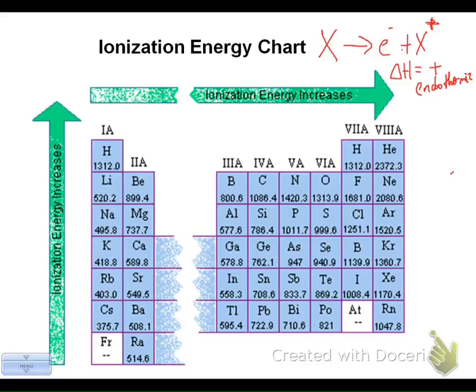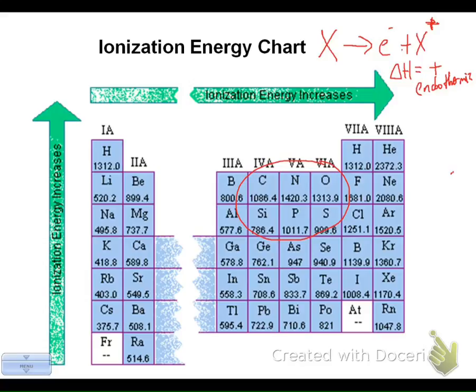But did you see any blips in the trends? Did you see anywhere, going from top to bottom or from left to right, any places where the trend didn't hold? Most of you, at some point, given enough time, would have noticed some problems right in this area. Nitrogen actually has a higher ionization energy than oxygen does. That seems like a blip.